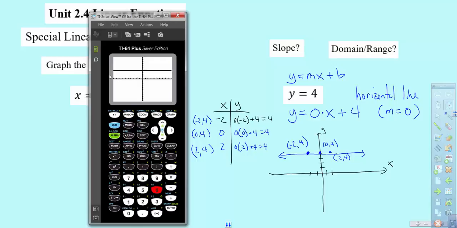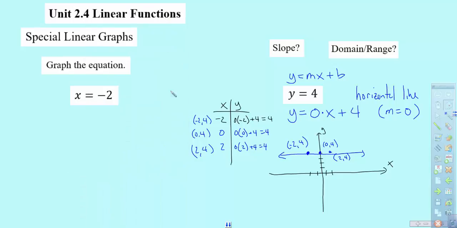We can see that it's a horizontal line going across. We can actually go to the table, and we can see that no matter what x value we plug in, we get the same y value out. That y value is 4. So we're going to use this as the converse, or the opposite, in that if y equals 4 is a horizontal line, then x equals -2 would be a vertical line. And if you're a vertical line, then remember that your slope is undefined.